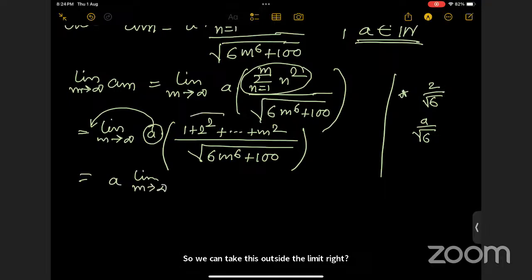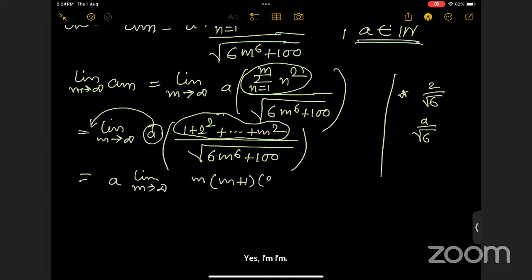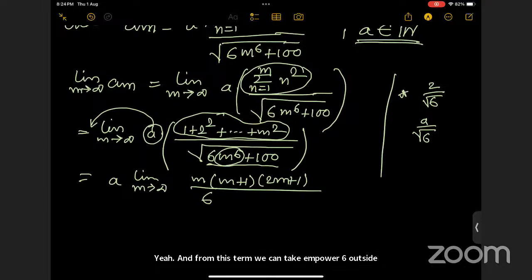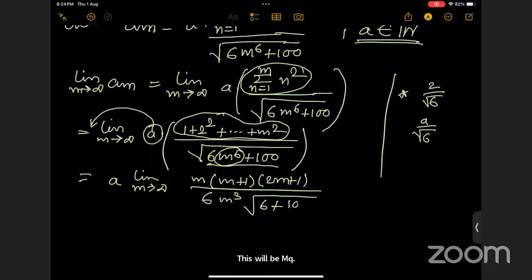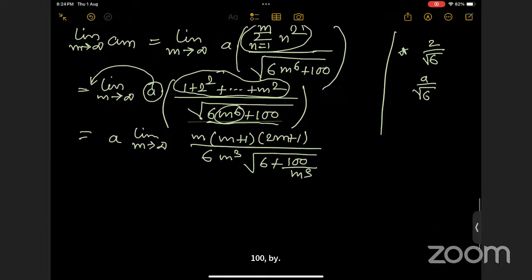And for this term, we have a formula, right? Yes, ma'am. m into m plus 1 into 2m plus 1 by 6. Am I right? Yes, ma'am. And from this term, we can take m power 6 outside the square root, right? This will be m cube. And this term will be 6 plus 100. Ma'am, why is 6 there? Yeah, that is okay. Fine.